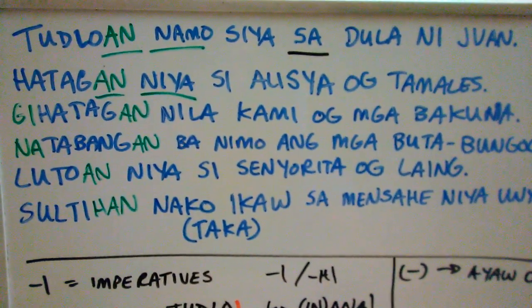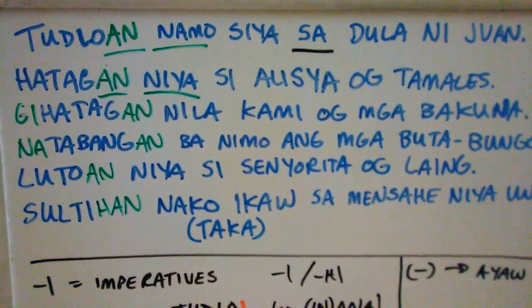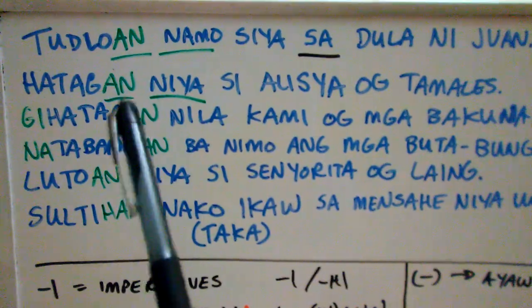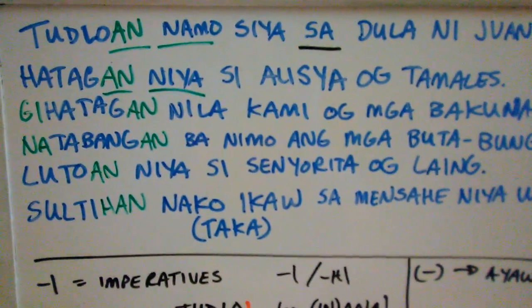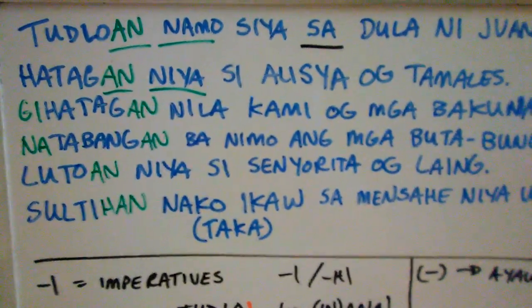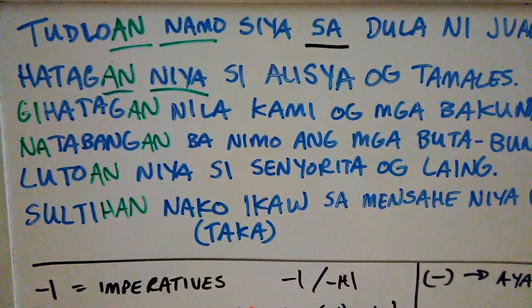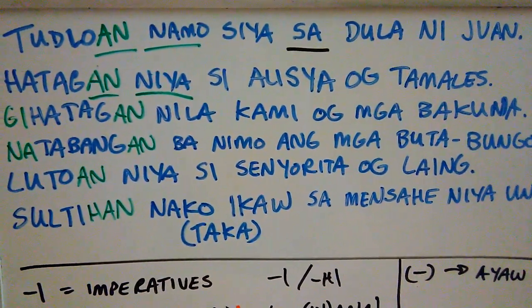Hatagan niya si Alicia og tamales, right? Hatagan niya si Alicia og tamales. Again, you see the corresponding verb conjugated appropriately with the corresponding pronoun case, right? Hatagan niya si Alicia og tamales.